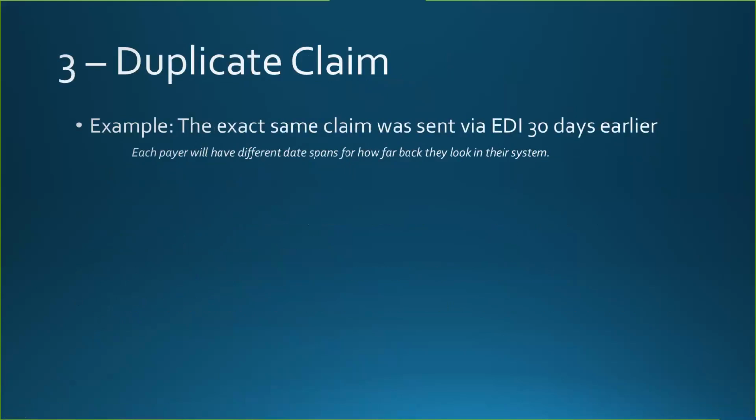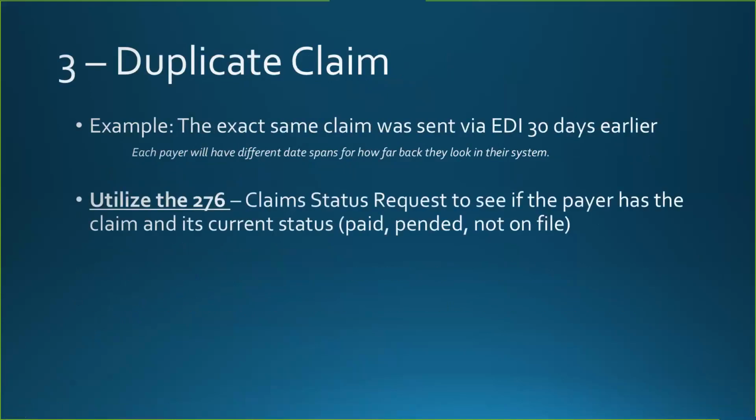All right, the third most common edit is a duplicate claim. So if the exact same claim is sent within, and most payers do a 90-day time frame, then that will get this rejection. So one thing that you can do to help prevent this is utilize the 276. A lot of times, this is a claim status request, and it is very underutilized.